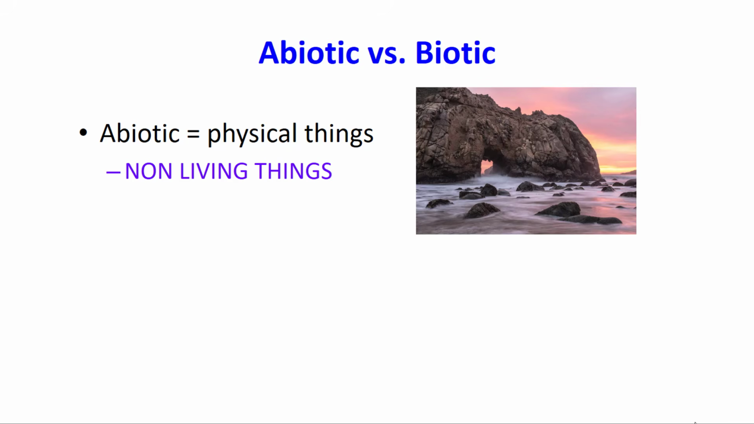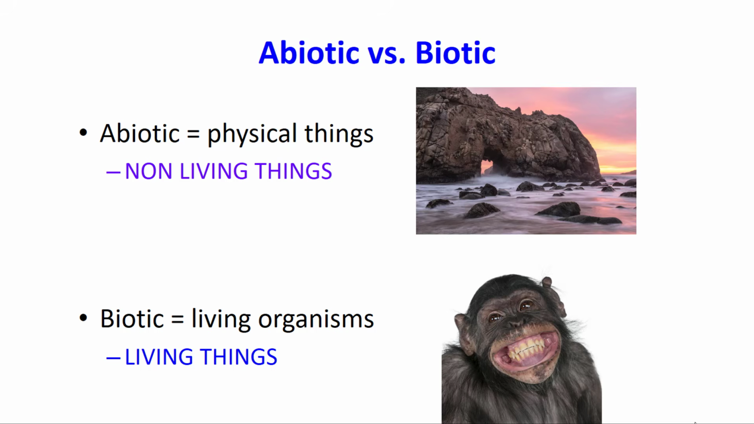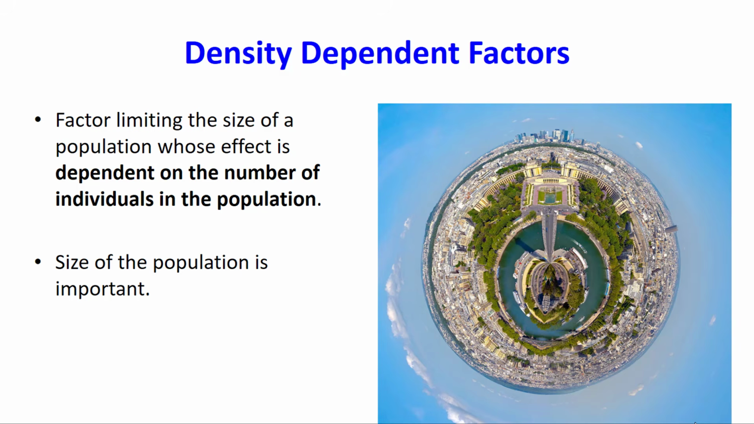You also need to understand biotic versus abiotic. So abiotic means non-living things. They were never alive, like rocks, water, air. And biotic, well, they're living things, like organisms, animals, plants, bacteria. Now, with those in mind, what limits a population size, where it can't grow any further?